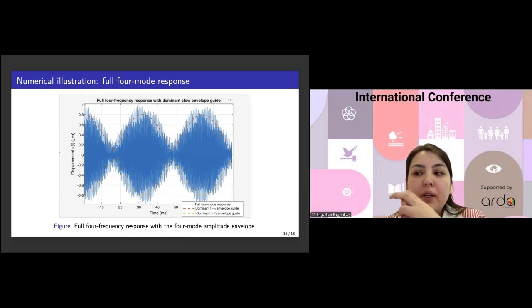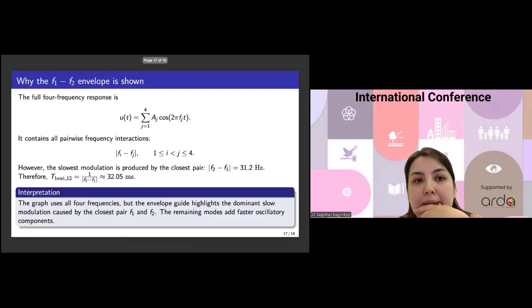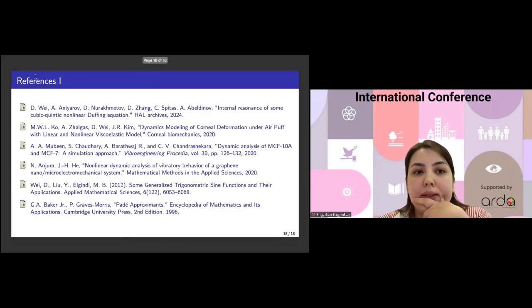Further, this is for the 0D case, and further we will study the 1D case, 2D case, 3D case, etc. This part I already discussed, and this is the reference list.